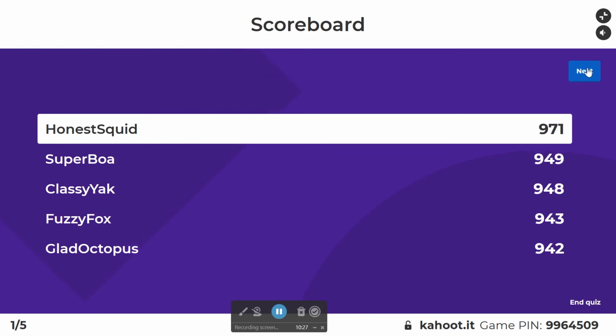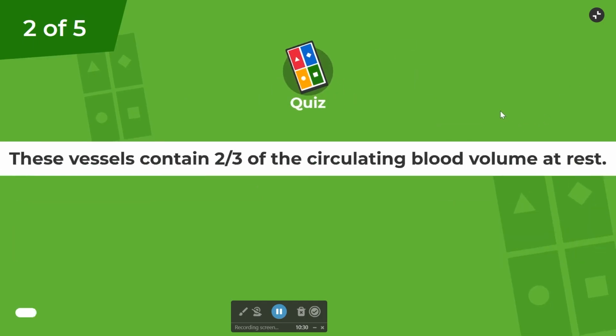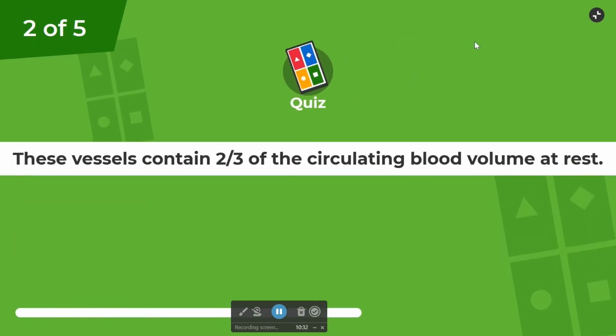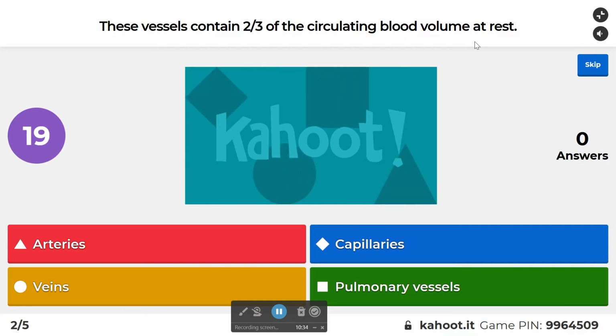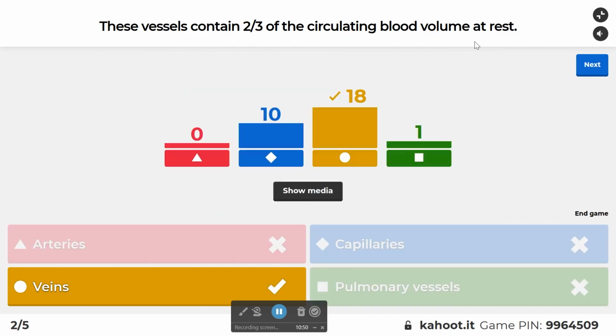All right, honest squid with the early lead. These vessels contain 2/3 of the circulating blood volume at rest. Some of you have been studying. That's right on. Haha, okay. People always get these two confused.